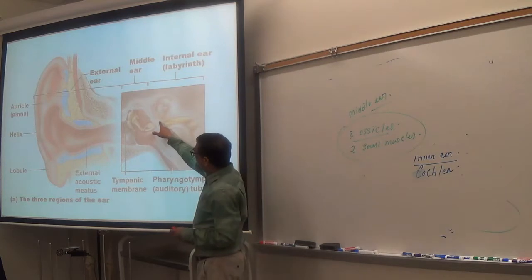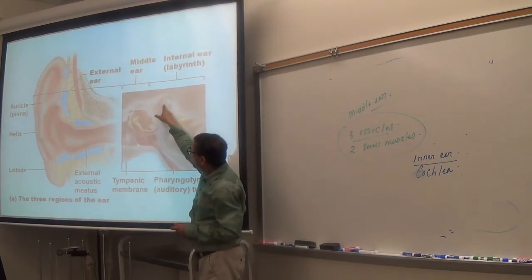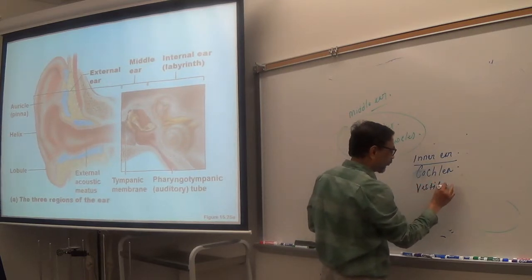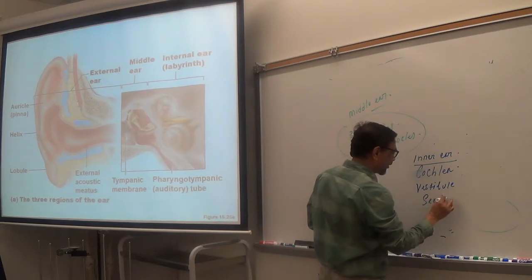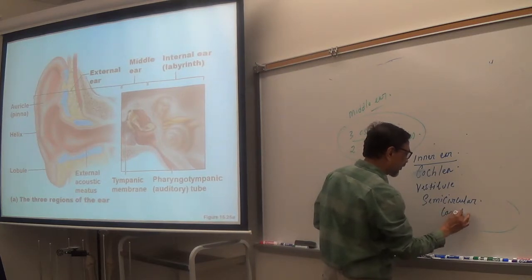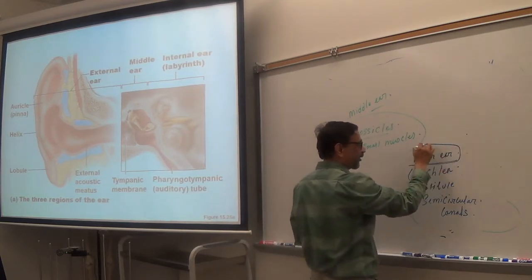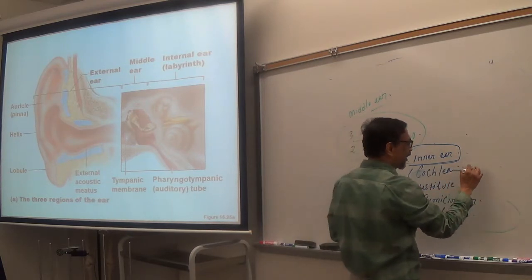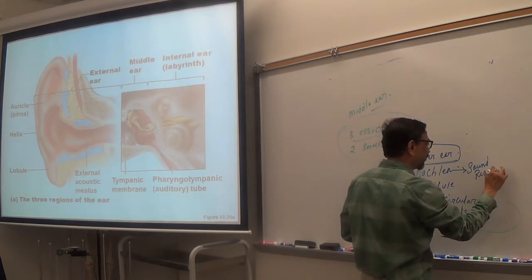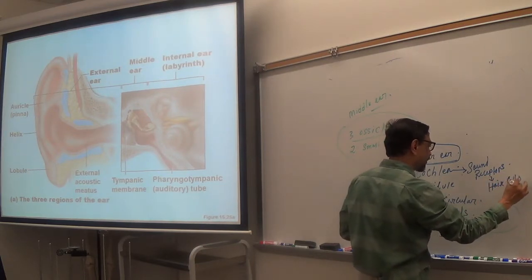In the inner ear, you have two other structures. This part is called the vestibule, and these are semicircular canals. So vestibule and semicircular canals. There are three semicircular canals. So these are the structures present in the inner ear. Cochlea contains the sound receptors. Sound receptors are hair cells. Hair cells. Okay.